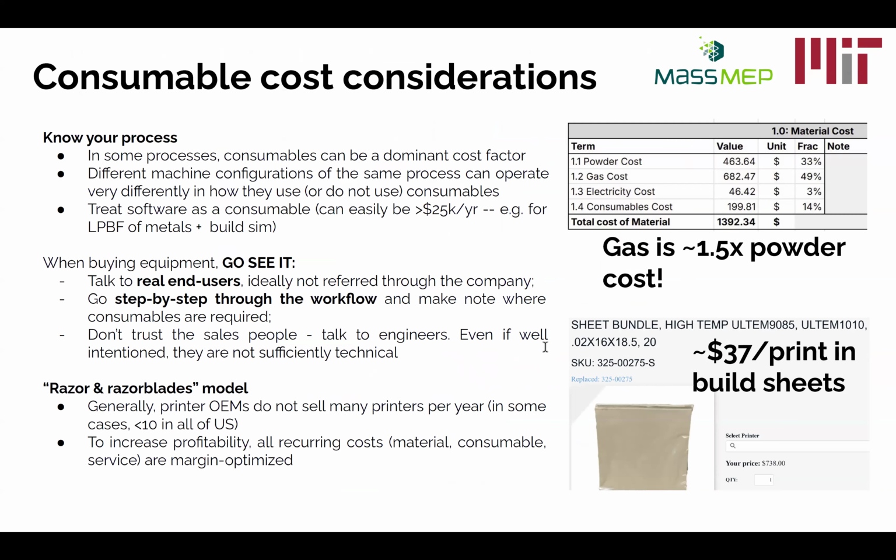So consumable costs are non-trivial. In some cases, consumables can be more than material. On the top right, we're modeling the cost of a process called cold spray. That process in particular uses a ridiculous amount of gas, more than 1,000 liters per minute in some cases. And so the cost of the gas is more than the cost of the material itself that we're printing by a fairly significant margin.